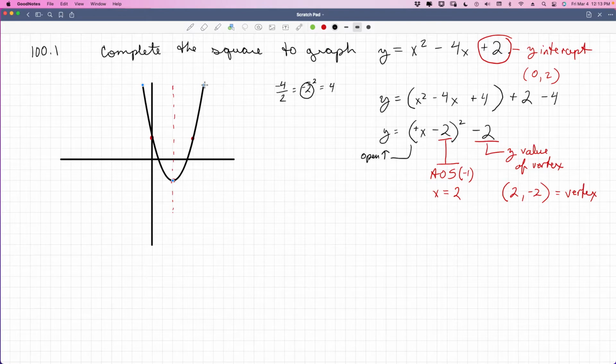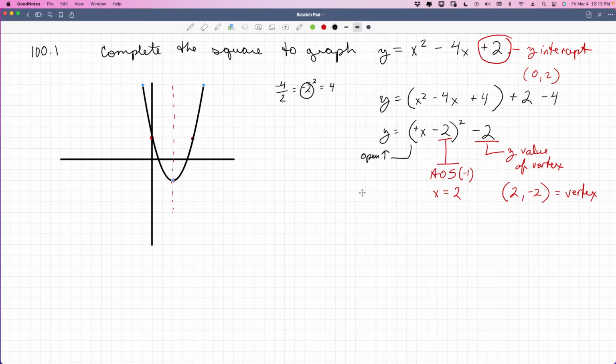So 1, 2, 3, 1, 2, 3, and it's including this point, and this point. That's the most important part when drawing your parabola, okay? It has to be equidistant all the way down, and it has to cover these points here. And that's going to give you a good parabola when you follow those points.